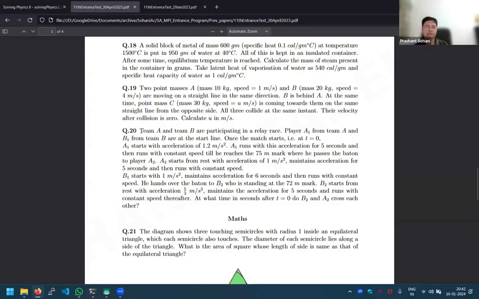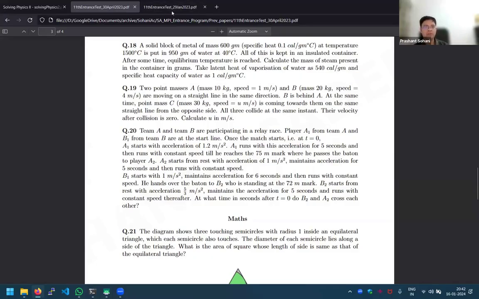Because honestly, question 20 is more about just calculation. The main idea is just applying the S equal to ut plus half at t square again and again. So just applying that displacement formula again and again. See, because if you read the question, it is about some relay race. So team A has two players, A1 and A2. So A1 moves, then A2 moves. So similarly, B1 moves and B2 moves. So you just have to calculate lots of small distances and add them together. Okay, so it is just tedious in that way. So therefore, I prefer to skip question 20 and focus on the other question.